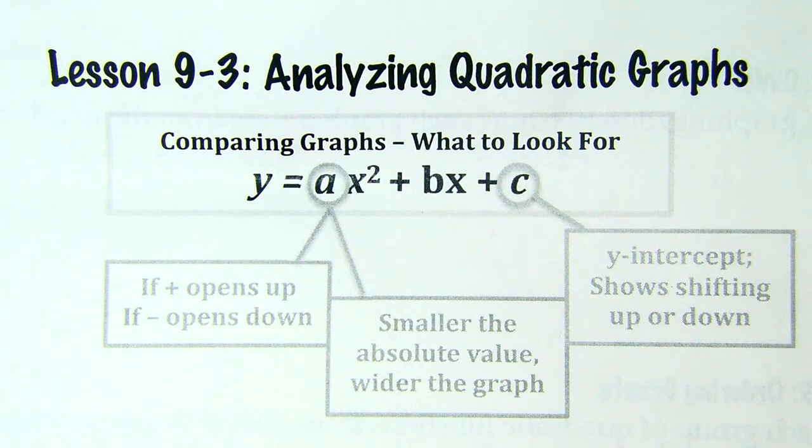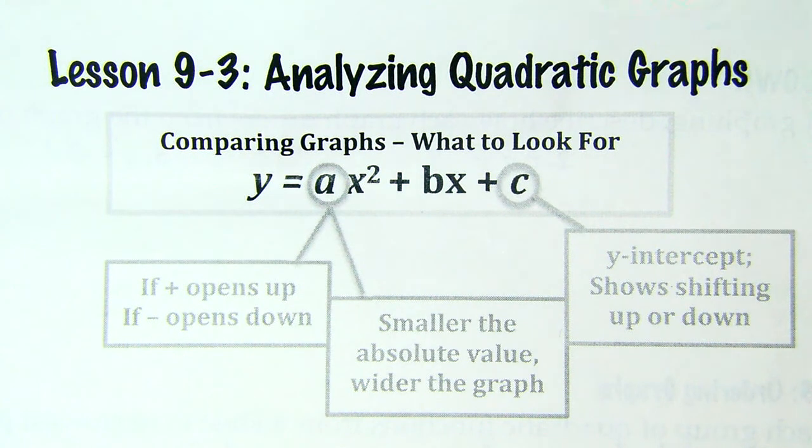Okay, today is analyzing quadratic graphs. So yesterday you should have learned how to graph them. Today we're going to look at graphs and decide how they relate to each other. So are they more narrow? Are they wider? Is it upside down? Things like that. Did it shift? So these are all tips on what to look for.